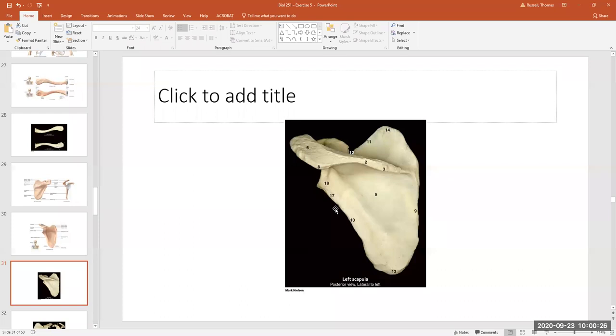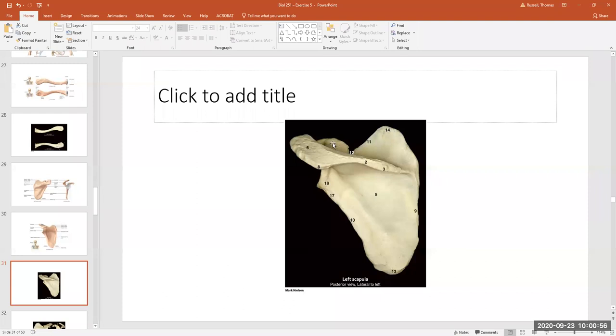So I also know then that this is the lateral border. That means this end has to be the medial border over here. And I know it's not in your book, but this is called the inferior angle down at the bottom. This is called the superior angle at the top. This little ledge right here is called the superior border, just that little line. And then where it indents right there is called the scapular notch.